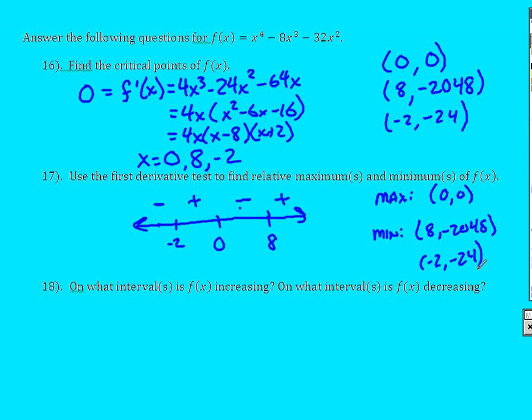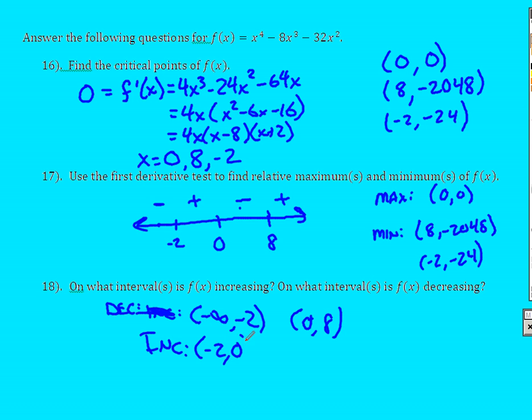Okay, now when is it increasing and decreasing? I can read that straight from this chart as well. It's increasing on the interval negative infinity to negative 2. I'm sorry, that's when it's decreasing. It is decreasing on negative infinity to negative 2, and also on 0 to 8. As for when it is increasing, that's where the derivative is positive: from negative 2 to 0 and from 8 to infinity.